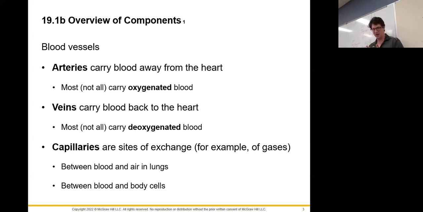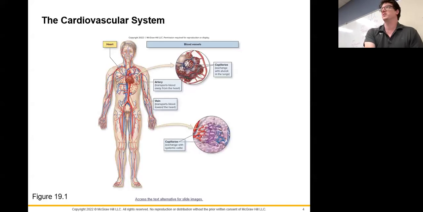Okay. Now, capillaries are going to be our exchange site. Okay. Whenever we need to do gas exchange or nutrient exchange or whatever that may be, we're going to do that through or in our capillaries. Whether that is between the blood and air, say in our lungs, or between the blood and our tissues. Okay. So here we have a kind of general layout of the cardiovascular system. We can see all of the systemic arteries and veins here, but we can also see this set of arteries and veins right here, kind of where our lungs would be. So this would be our pulmonary arteries and veins around here.